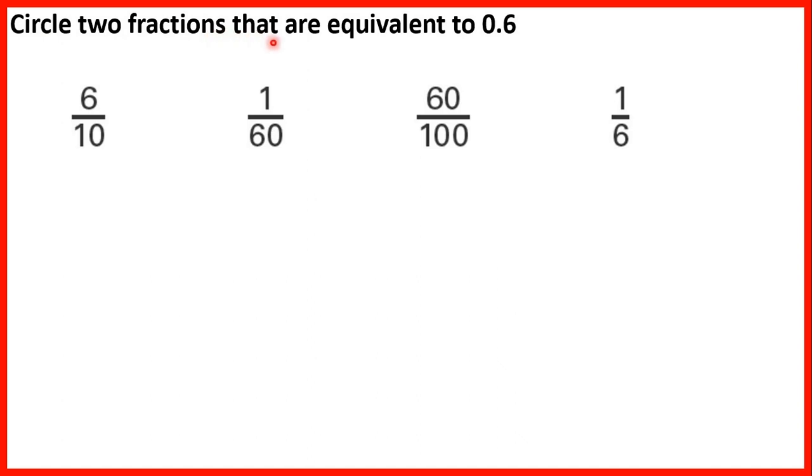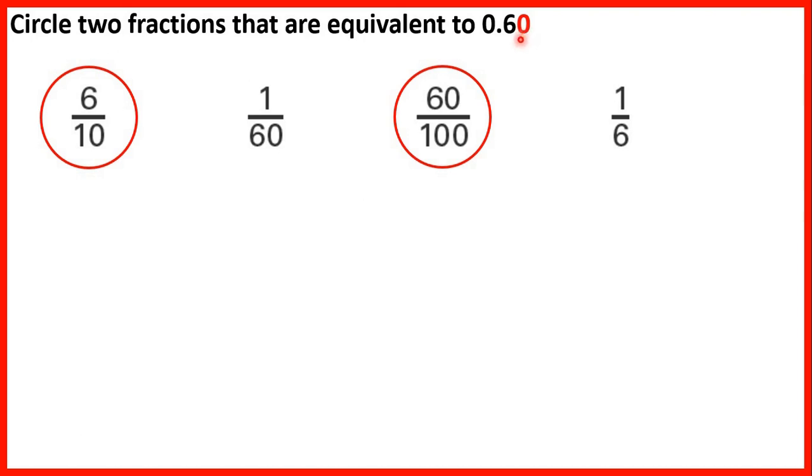Circle two fractions that are equivalent to 0.6. So remember, with decimals, the first digit after the decimal point tells us how many tenths we have. So 0.6 means that we have 6 tenths. But the question says circle two fractions. So the other one must be 60 hundredths, because remember, with decimals, we can write zeros on the end without changing the value of the number.